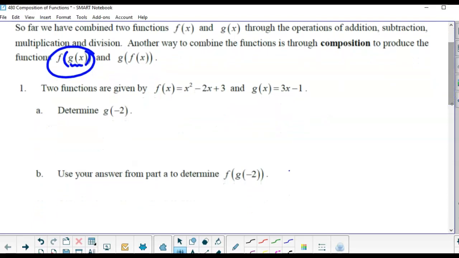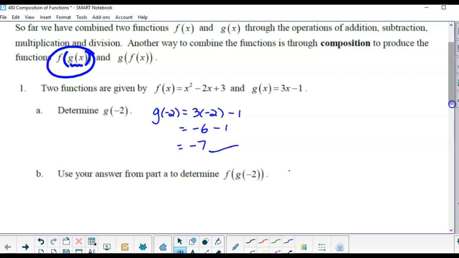So we're going to discover some properties here. So we're given f and g. It says determine g of negative 2. So pretty basic question. g of negative 2 equals 3 times negative 2 minus 1, is negative 7. Okay. Then it says use your answer to determine f of g of negative 2.